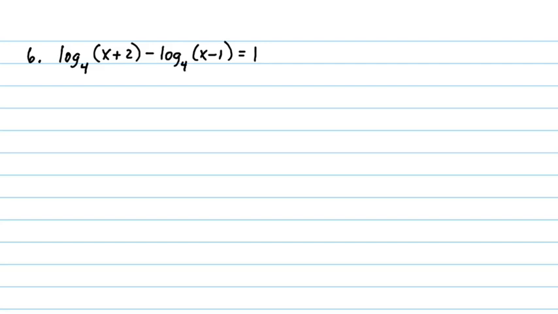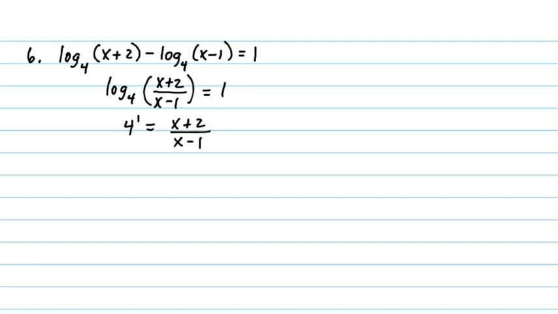That means we can actually use the quotient rule and write x plus 2 over x minus 1. So again, all we're doing here is using the quotient rule. And now we have our base of 4, our exponent of 1, and the answer of x plus 2 over x minus 1. Let's write this in exponential form, just like we've been doing with all the other problems. And I'm going to get rid of the 1.